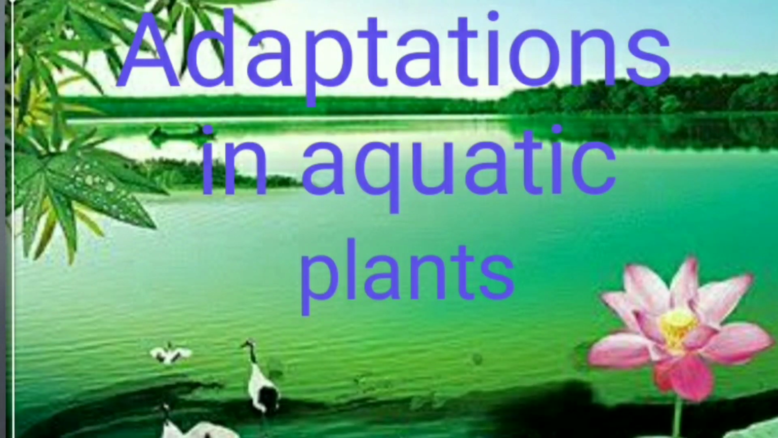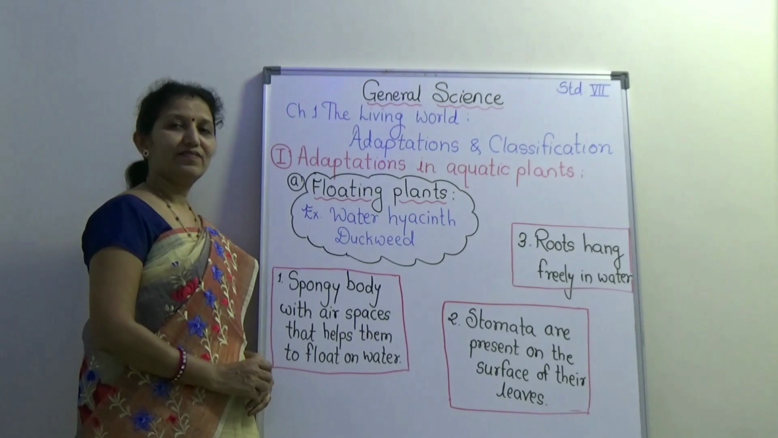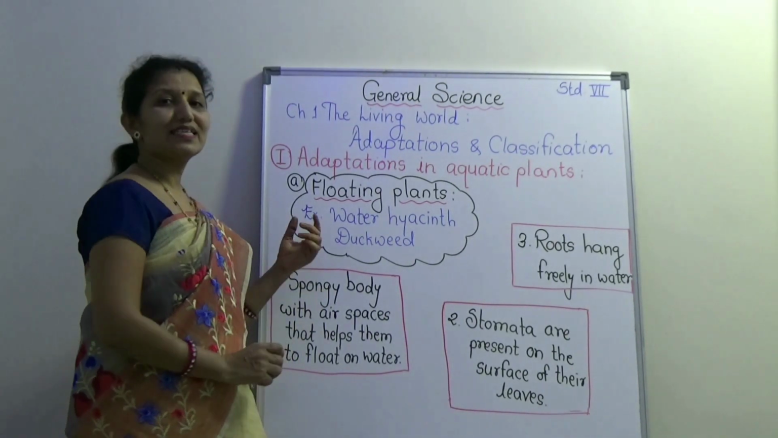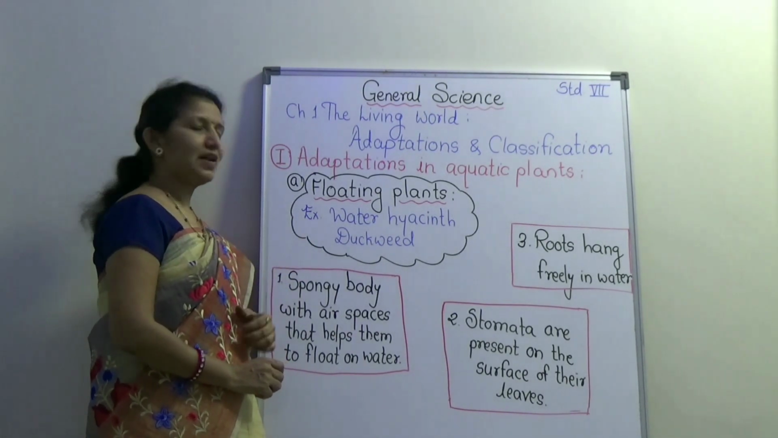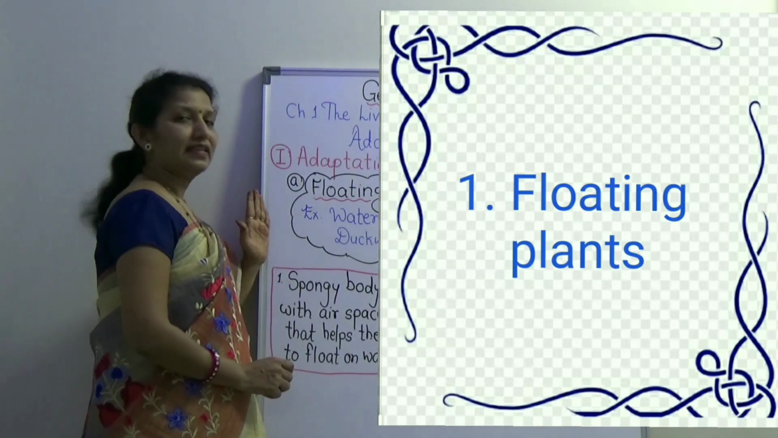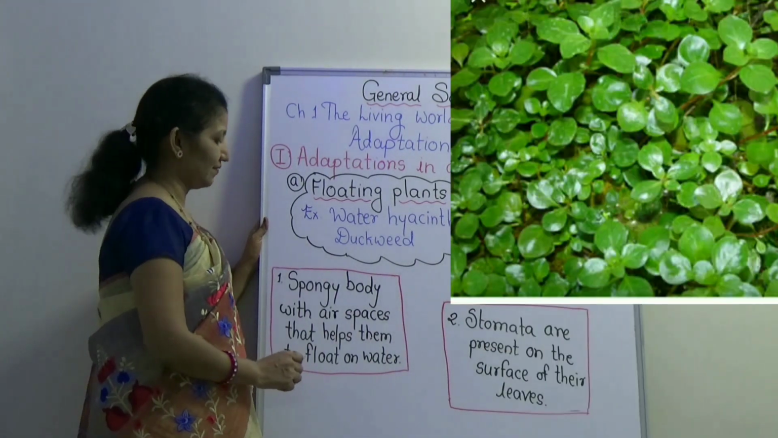Hello dear students. In the last unit we have studied the types of aquatic plants. Now we will study one by one the adaptations in those aquatic plants. The first type is floating plants. The examples of floating plants are water hyacinth and duckweed.